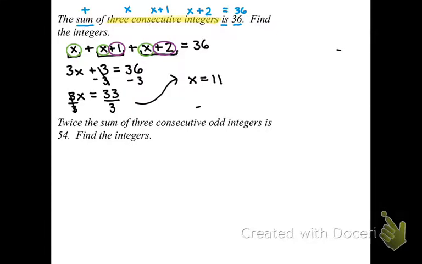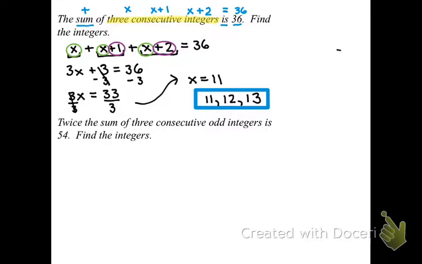Now, we have to make sure that we actually answer this question. It says, find the integers. We just found x, which is the first integer. Now we need our 3 consecutive integers. So 11 plus 1 is going to give me 12, and 11 plus 2 is going to give me 13. So my 3 consecutive integers whose sum is 36 is 11, 12, and 13.